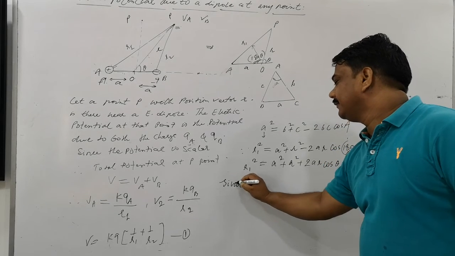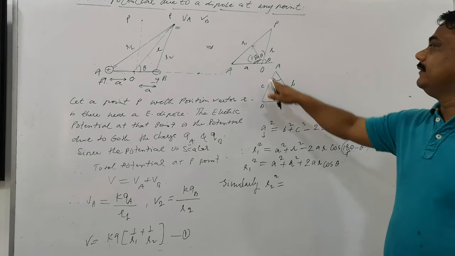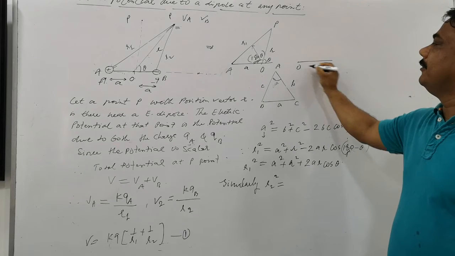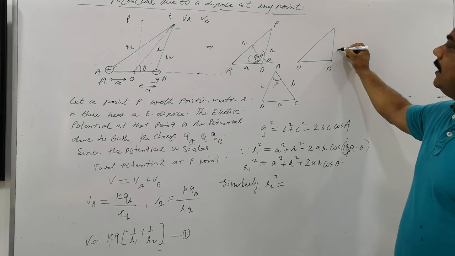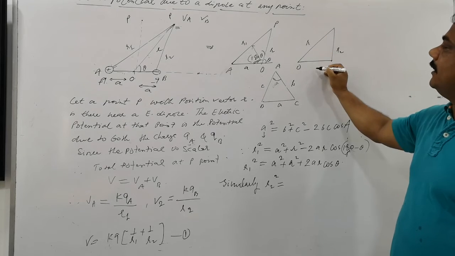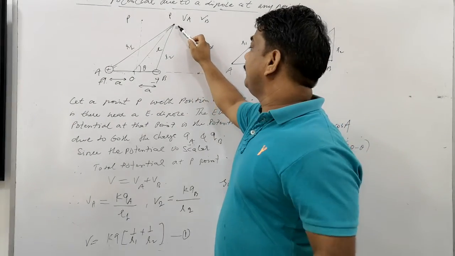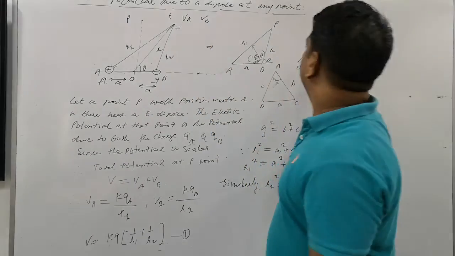Similarly, what will be r2 here, please tell me? R2 will be, in this case, for point B. This is R2, and it's R and A. Now for B, when we find the electrostatic potential due to point B, this type of triangle will form here.